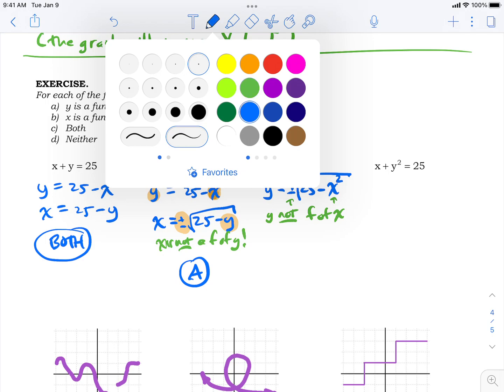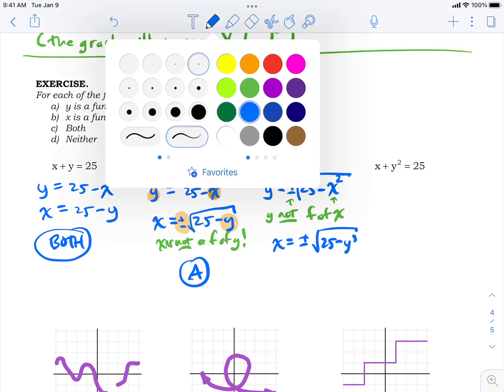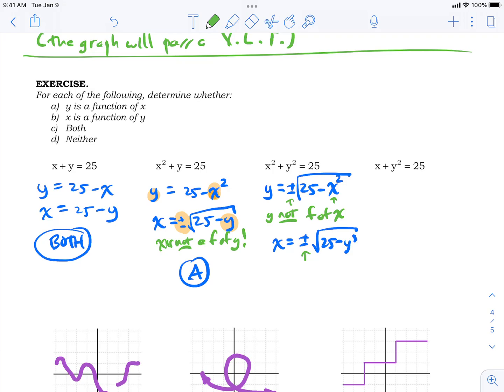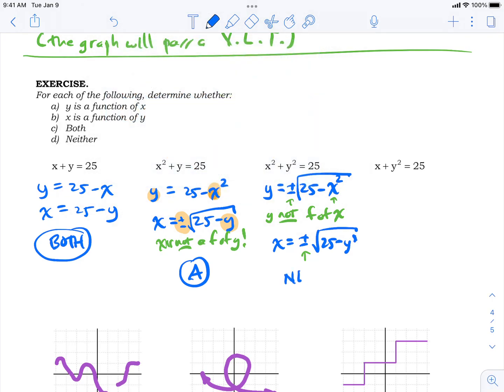And you can see that the same thing's going to happen if we solve for x by itself. The equation's going to be very similar, and we're going to have the same exact problem. You plug in a value for y, you're getting two different values for x. So the answer to this one is either A, or if you want, you can put D.